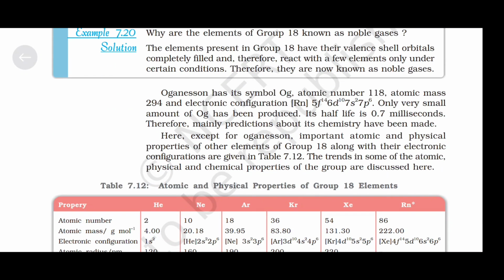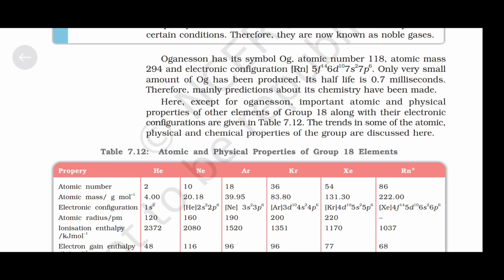Oganesson has its symbol Og, atomic number 118, atomic mass 294 and electronic configuration [Rn] 5f14 6d10 7s2 7p6. Only very small amount of oganesson has been produced. Its half-life is 0.7 milliseconds. Therefore, mainly predictions about its chemistry have been made.